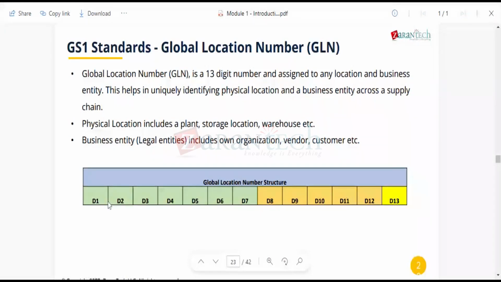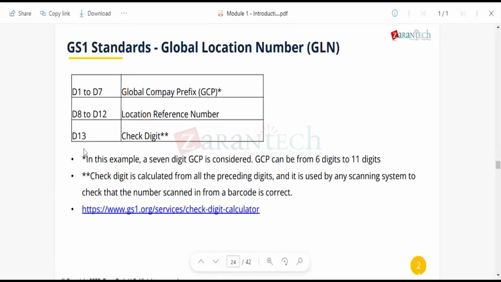Again, D1 to D7 is the global company prefix. Then these five numbers are your plant number or similar, and the last one is a check digit. When we say check digit, you can see this check digit in the global trade item number as well as in the global location number. This is calculated inside the system just for uniqueness purposes. So D1 to D7 is the global company prefix, then the location reference, and the check digit.